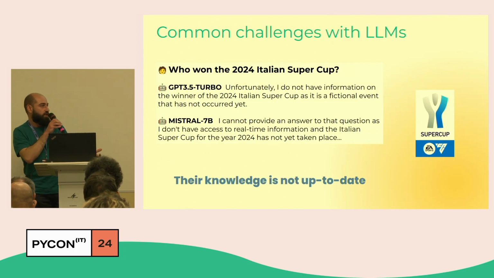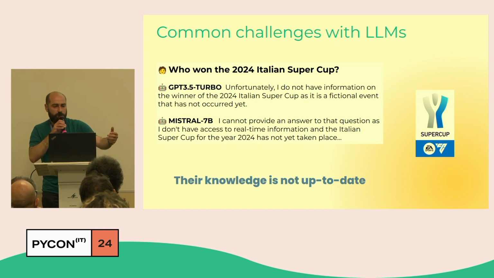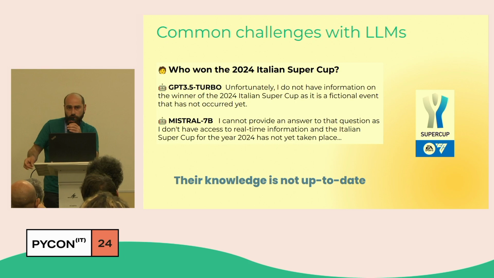There are challenges with language models. Here I'm asking who won the 2024 Italian Super Cup, and both OpenAI GPT-3.5 Turbo and Mistral have not been trained on it and didn't have this knowledge. So their knowledge is not up to date, and also they don't know about your domain, about your specific data, and yeah, this is a first challenge.